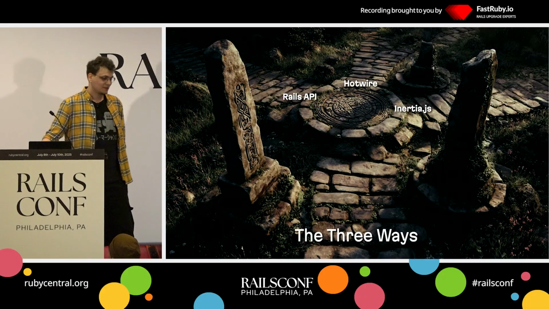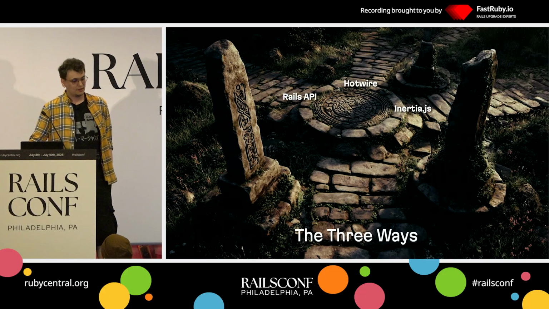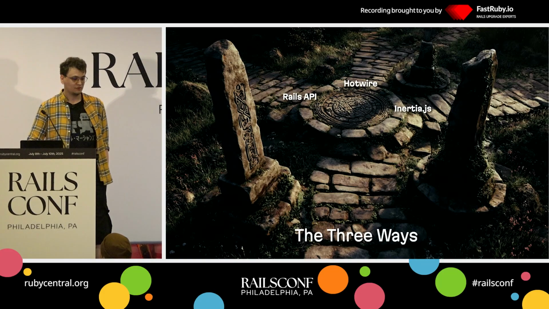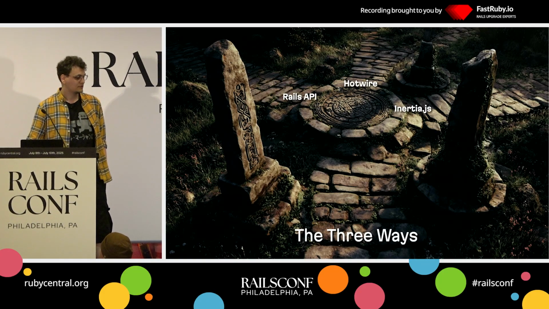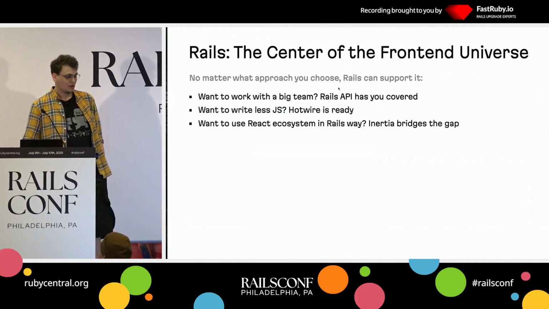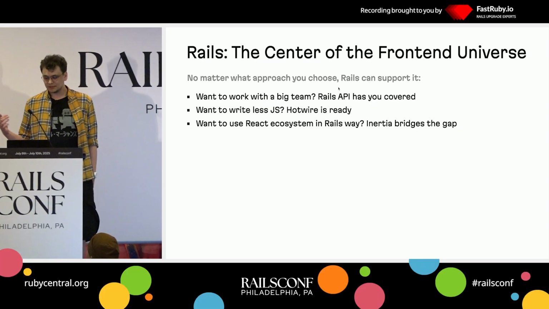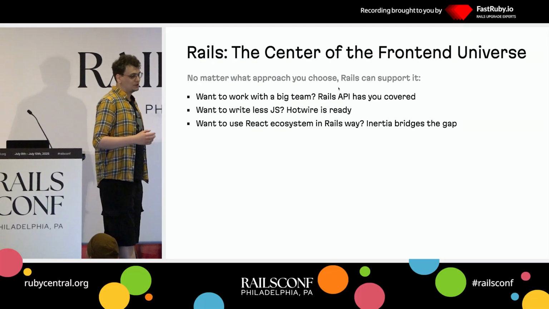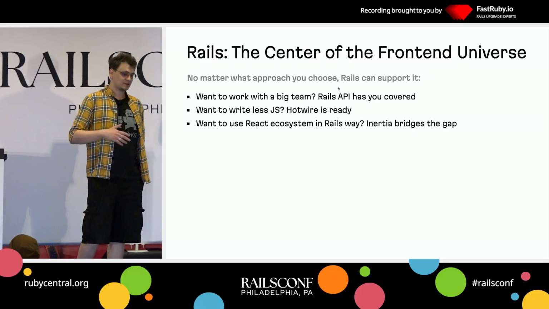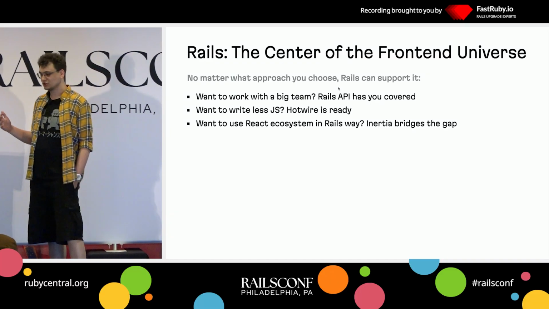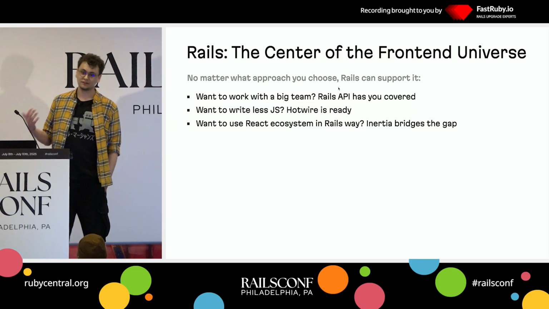So, 3 paths, each with clear strengths. The beauty is that Rails supports all of them, and you're not locked into any single approach. This is the Rails genius. Instead of fighting the JavaScript ecosystem, Rails embraces it. Whatever the JavaScript world invents next, Rails is positioned to absorb it and integrate it.